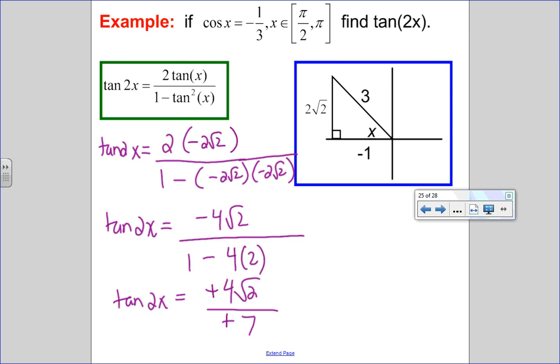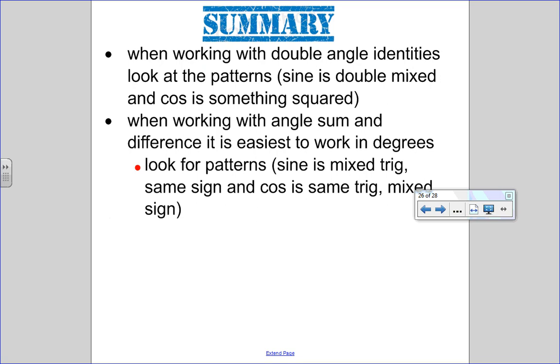Okay, so that's the end of this lesson. I just wanted to summarize this with you. When working with double angle identities, look for your patterns. Remember, sine was double mixed, and cosine is always something squared. When working with angle sum and difference, it's always easiest to work in degrees, and look for your patterns again. Sine is mixed trig, same sign. Cos is same trig, mixed sign.